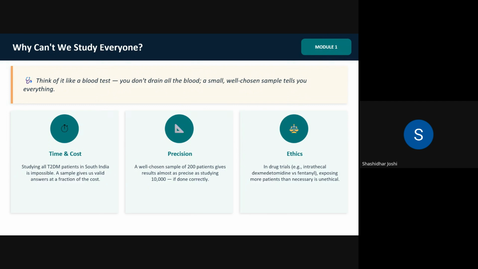So these three reasons are there as a justification for choosing a sample from a bigger population. So what are the three reasons? One is time and cost, the second is precision, and then ethics. These three points will tell you why we need to take a sample from a bigger population.